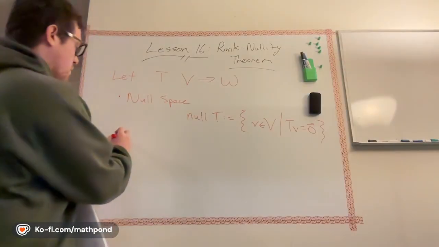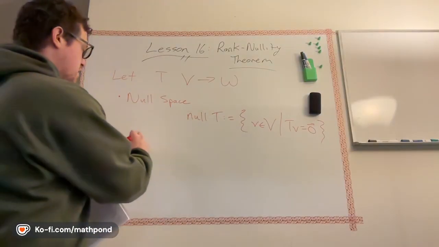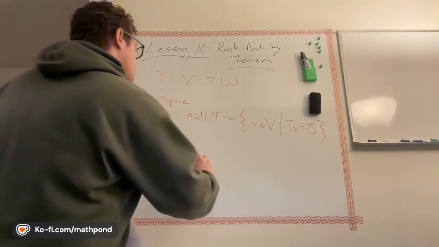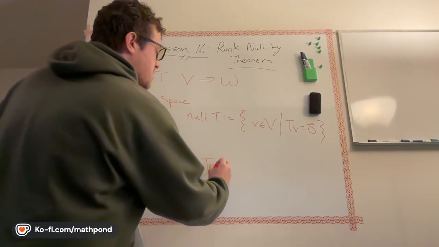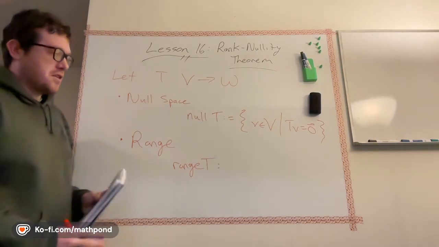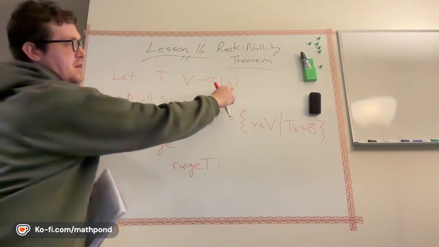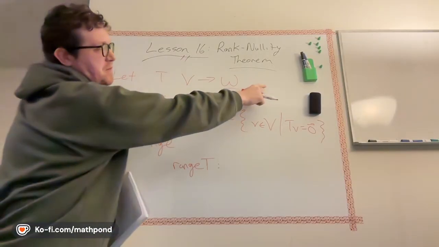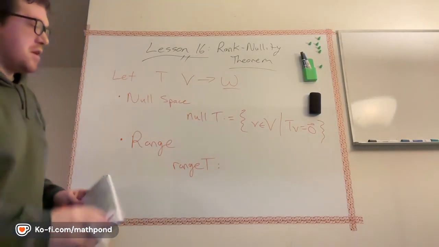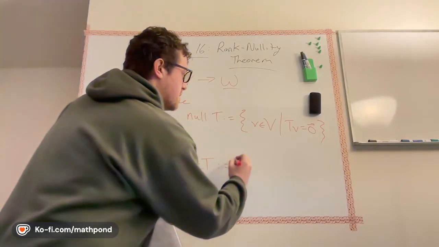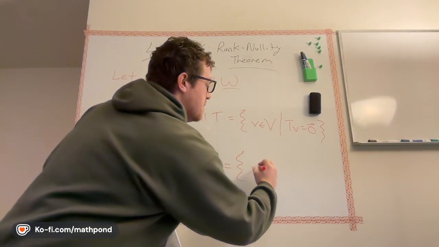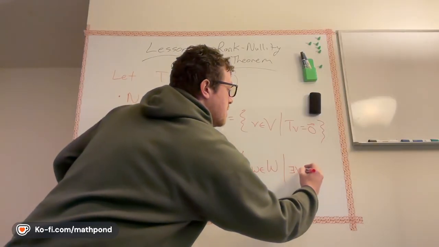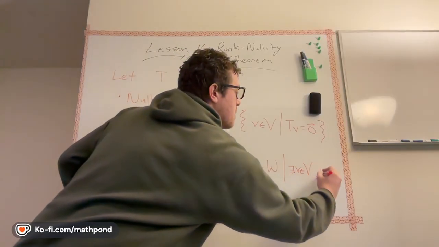And then the other one we didn't really talk about too much was the range. So range T was just all the vectors in the codomain where there's some vector in the domain that maps to it. So maybe there are some vectors here that no vector maps to, they wouldn't be in the range, but this is just all the vectors that have something that maps to them. So all the w in W such that there exists a v in V with T of v equal to w.